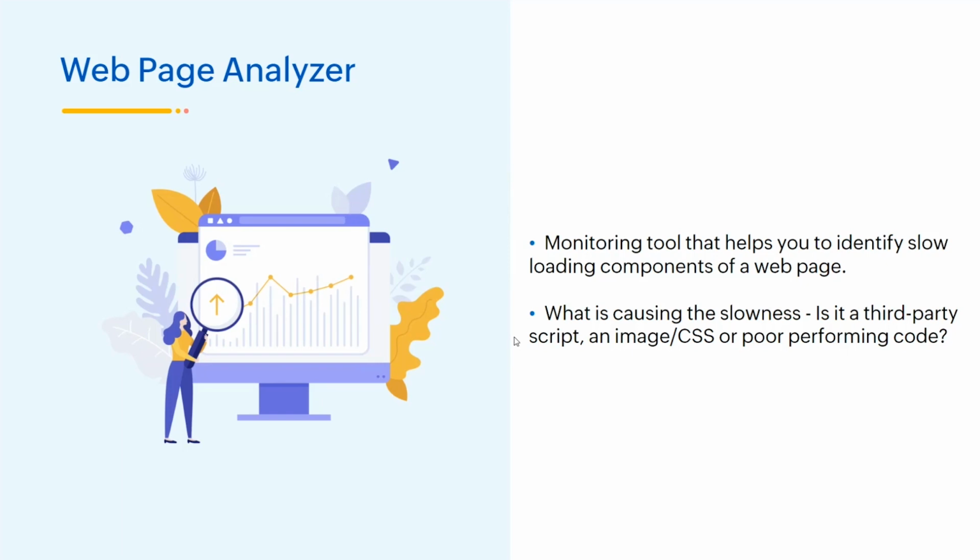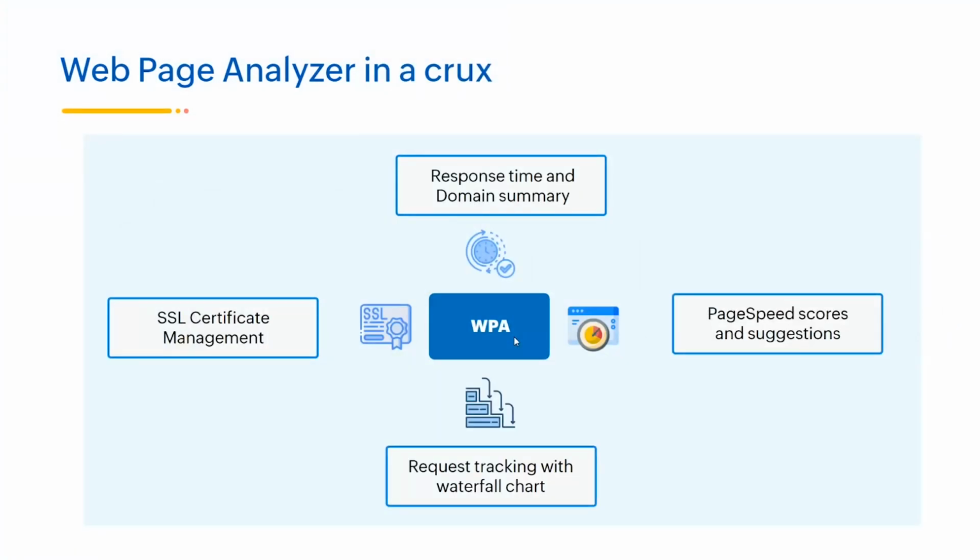So, what is a web page analyzer in a crux? Applications Manager's web page analyzer tracks and provides insight into various key metrics to help you identify and effectively manage your web pages. During each poll, Applications Manager loads the web page in the Firefox browser in a cache-less state and captures the real-time data of various performance metrics of the web page. So with the help of a web page analyzer, you get the response time and the domain summary, the page speed scores and suggestions, like I mentioned before.